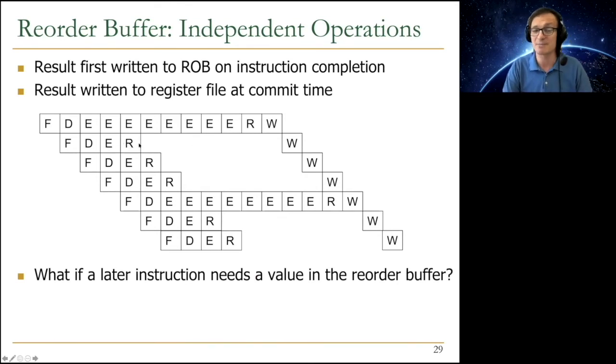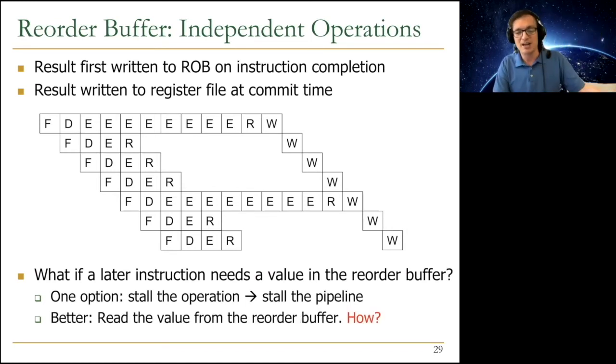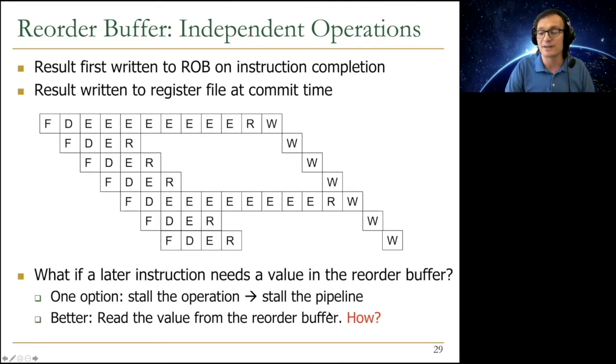So we have added some complication. The value written by an instruction can be inside the register file or inside the reorder buffer or inside the pipeline registers, right? After it's produced, of course. And we're going to see this complication a little bit. So, of course, one option is to stall the pipeline if it needs the value in the reorder buffer, but that's not a good idea. The better option is to read the value from the reorder buffer, and then the question becomes how, right? So we're going to see that.